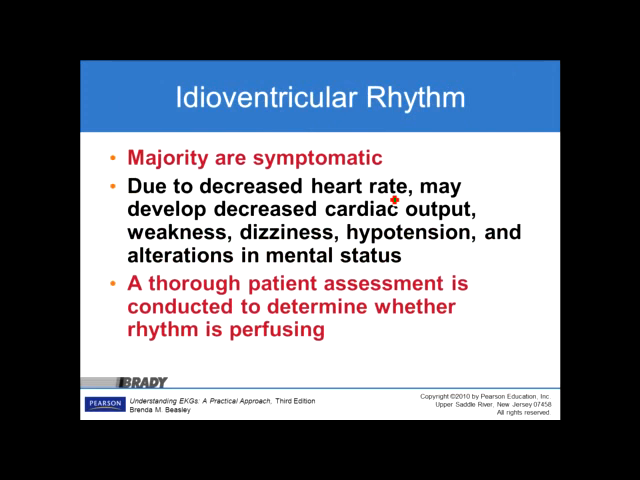Idioventricular rhythm: the majority are symptomatic. That's because it's running at 20 to 40 beats per minute. Due to a decreased heart rate, the patient may develop decreased cardiac output, weakness, dizziness, hypotension, and an alteration in mental status. A thorough patient assessment is conducted to determine whether the rhythm is perfusing or not. Idioventricular rhythm.